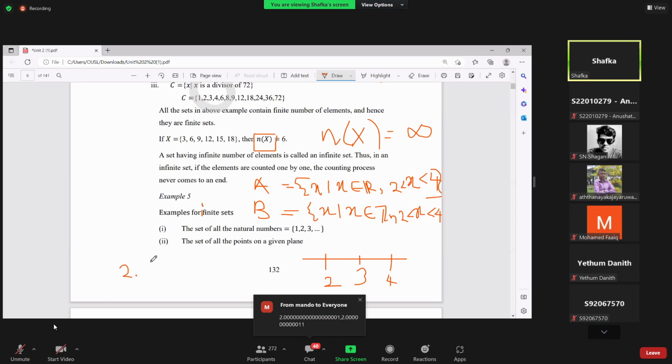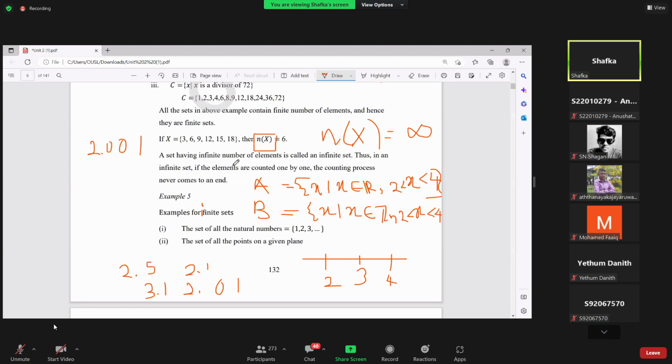What about 2.5? And 3.1, 2.1, 2.01, 2.001. Likewise, we have infinitely many real numbers in between 2 and 4. So, capital A is not a finite set. There are infinitely many real numbers in between 2 and 4.